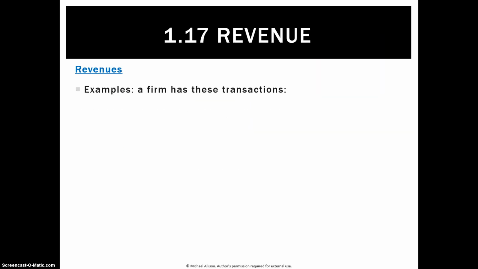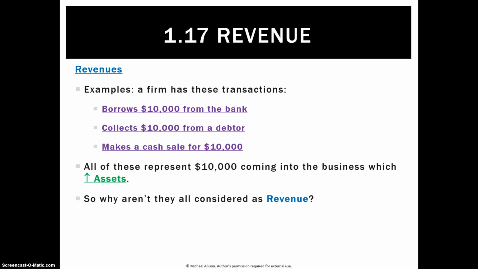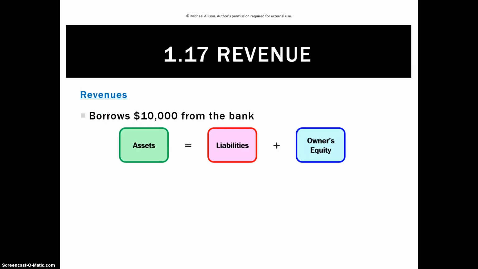Just looking at three examples: a business borrows $10,000 from the bank, collects $10,000 from a debtor and makes a cash sale for $10,000. These aren't all examples of revenue. They are actually representing $10,000 of money coming into the business, but they're not all going to be revenue. So let's have a look why.